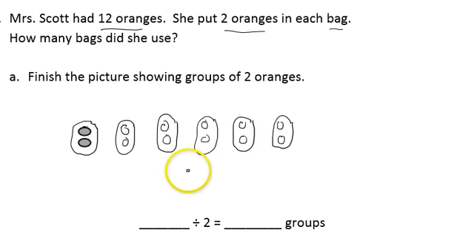Now, the division problem shows me that I started with 12 oranges. I put them into groups of 2, 2 in each bag. My answer, or the quotient, shows me how many bags I have, so I can see from my picture that I ended up with 6 groups, or 6 bags.